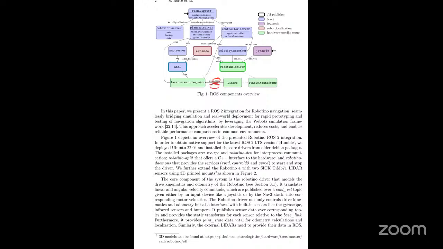Then combining these two scan data into a common topic called scan. This is what is called laser scan integration. Because of this, the robot will get information in front of the robot as well as the rear side of the robot.